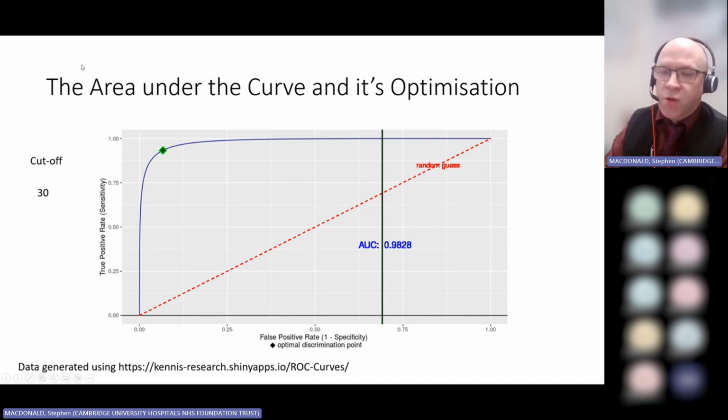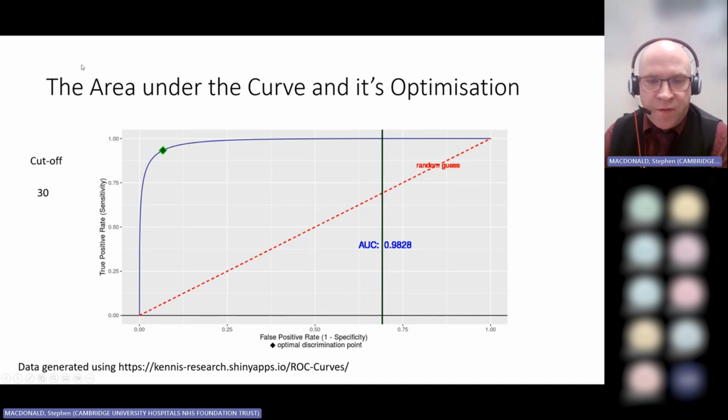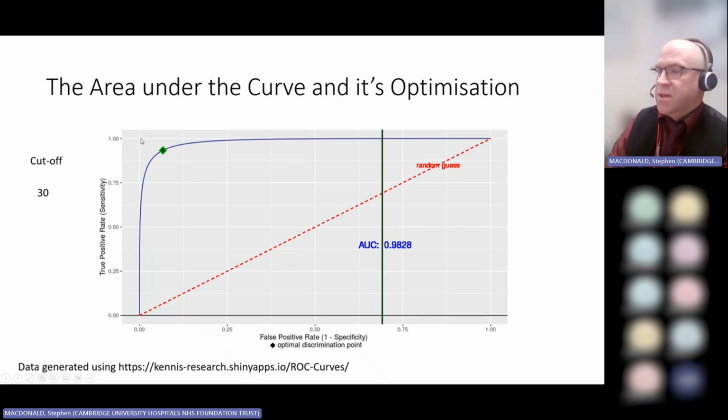If our test took a completely random guess at classification of a patient as normal or abnormal, we would see this red dotted line. It would be like tossing a coin. If we had an ideal test, we would like to see a false positive rate of 0, so down here, and a sensitivity of 1. So ideally, we'd be looking up in this top left-hand corner for our ideal test. That would have 100% sensitivity, 100% specificity. Every result we got, we would know how to interpret.